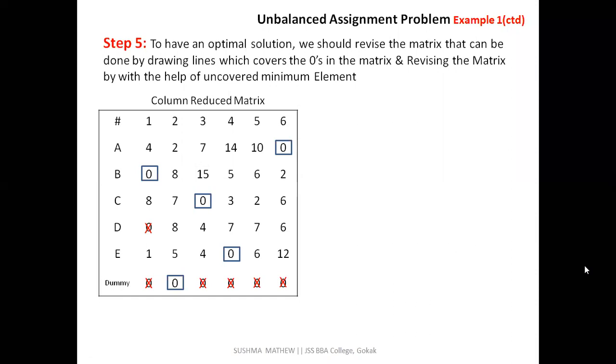By drawing lines covering all the zeros. And how are we doing that? How are we drawing the lines? There are certain bases to draw a line, right? So this is the assignment we have done, which I have taken from my last slide, right? Now, to draw a line, we should keep a few things in mind. What are those? First thing, I have to tick mark a row where there is no assignment.